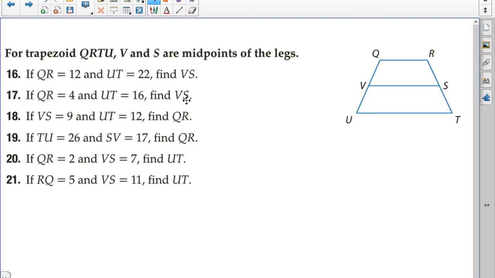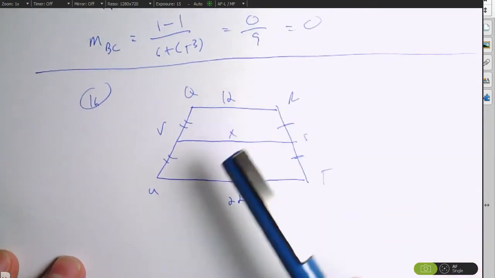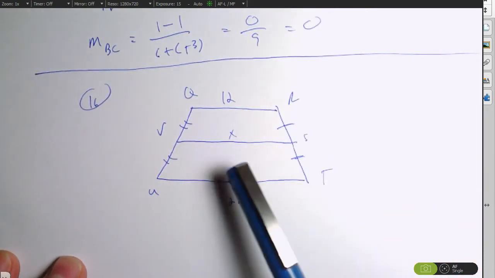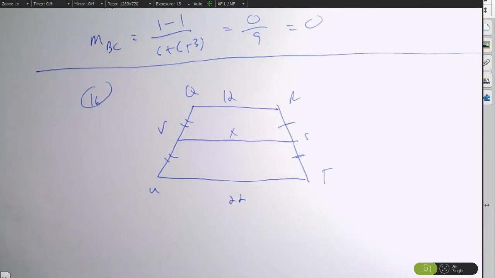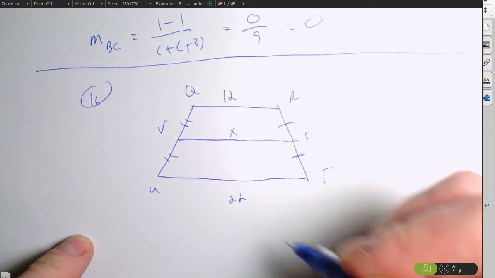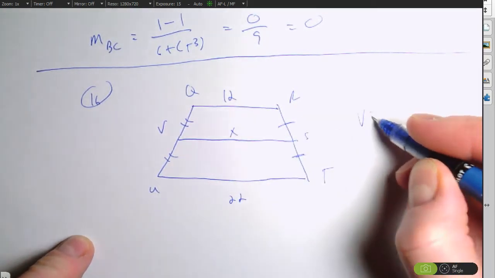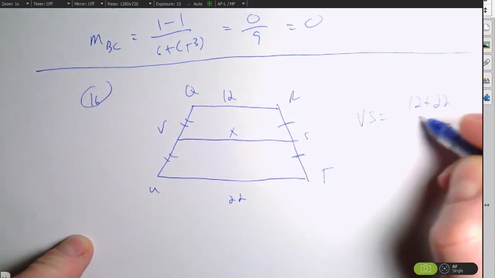On, let's say, number 16, they tell us that QR is 12 and UT is 22. The question is, what is VS? Okay. So here's the sketch of what we have. QR is 12, UT is 22. The question is, what is VS? Well, the easy shortcut to do this is, hey, this is the average of 12 and 22 because it's the mid-segment. So it's parallel and half the sum. So VS is 12 plus 22 divided by 2.